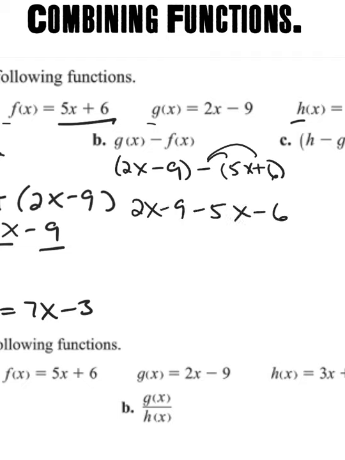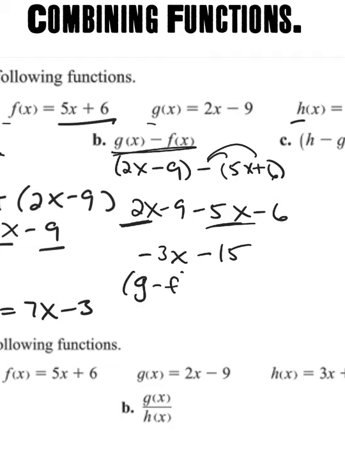That negative 1 gets distributed to both terms in the second set of parentheses. Like terms: combine positive 2 with negative 5, and negative 9 and negative 6. There it is. Now, notice again that they asked you to do it with g of x minus f of x. You can also write the g minus f of x, it's another way, equals negative 3x minus 15.